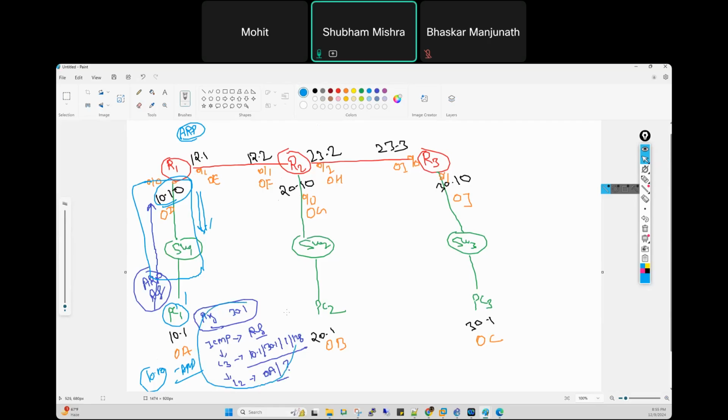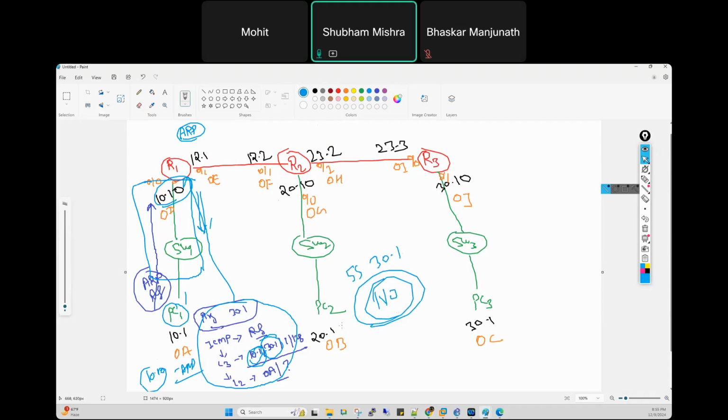R1 receives this ICMP packet here. What will the router check, guys? The router checks the source IP address, which is 10.1. There is no problem. The router checks the destination IP address, which is 30.1. Now router number 1 first checks whether 30.1 is configured on my interface. Router 1 finds no, 30.1 is not configured on my interface.